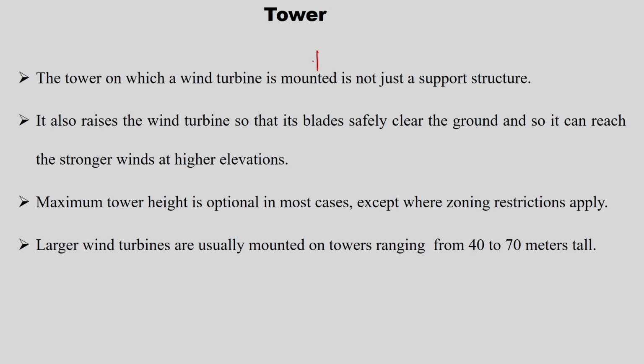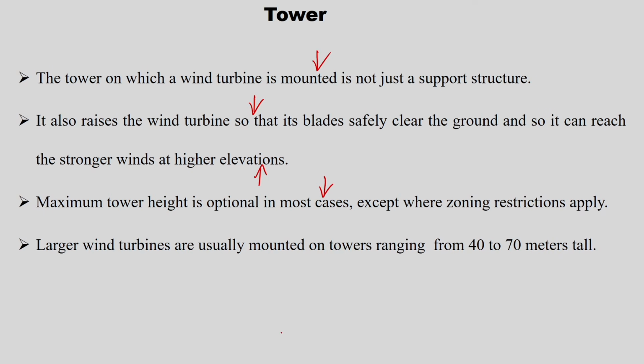The tower is what the wind turbine is mounted on, and it is not just a support structure, it also raises the wind turbine so that its blades safely clear the ground, and so it can reach the stronger winds at the higher elevation. So, it is not only a support structure, it also helps in getting more wind power. Maximum tower height is optional in most cases except where zoning restrictions apply. This also we have seen during the obstacles section of the zones.